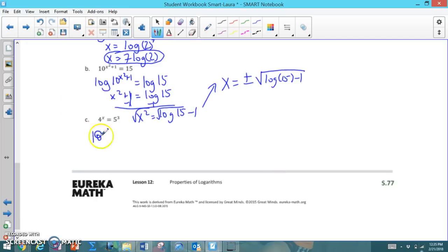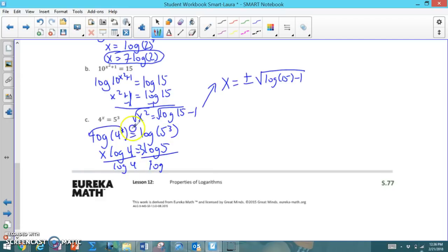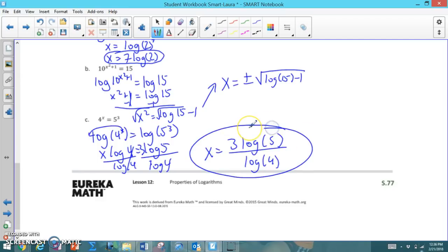Last but not least, log of 4 to the x equals log of 5 cubed. The x comes in front. I get x log 4 equals log 5 cubed. Well, we can say 3 log 5 divided by log of 4. So my final answer here would be x equals 3 times the log of 5 divided by log of 4. So that's a lot of different examples of types of things we need to be able to do with the properties of logs. Thank you.